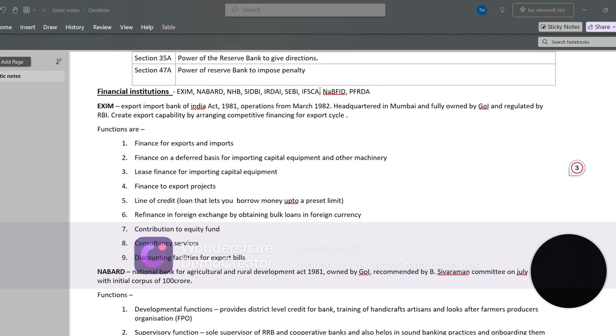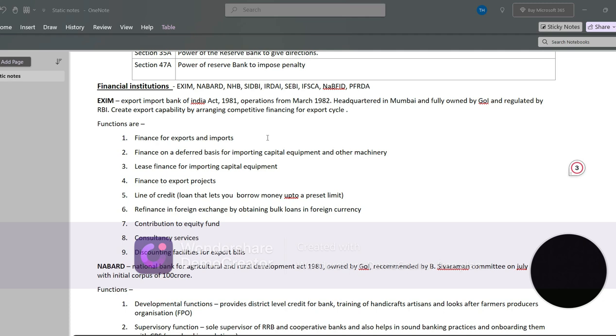Okay, so starting with Exim, Export Import Bank of India. The Act came in 1981, and its operation began in March 1982. It is headquartered in Mumbai, fully owned by Government of India and regulated by RBI. Its basic function is to create export capability by arranging competitive financing for export scale.